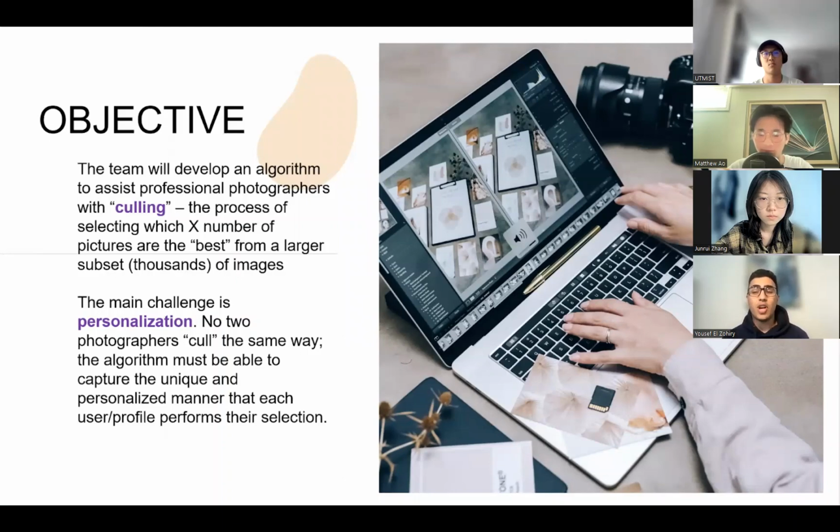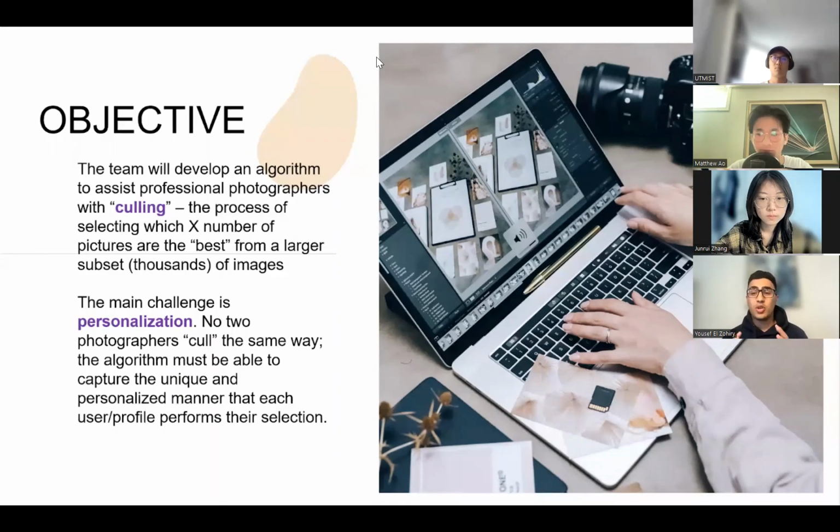So to understand what culling is, imagine a photographer goes out and shoots a wedding, taking thousands of pictures. Naturally, they're only going to want to send a sample of those best images to their client. So the way they narrow down their pictures from thousands of images to just 100 or so, industry professionals call that process culling. And we want to work with you to build a machine learning algorithm that automates this process.